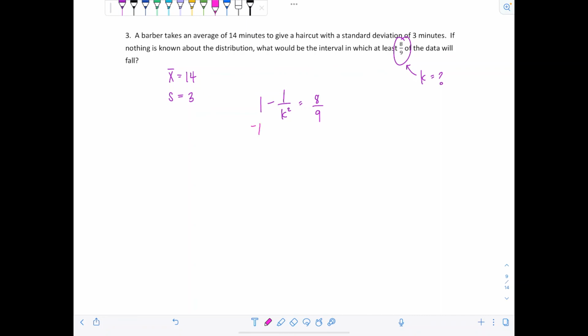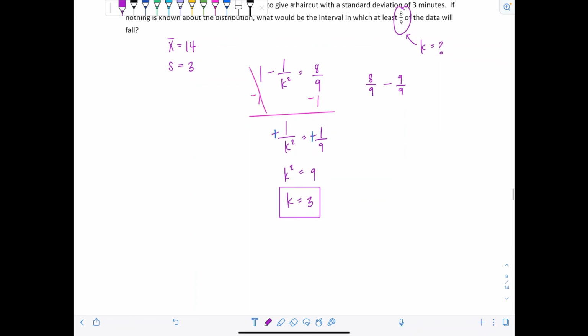Now let's go ahead and subtract 1. I mean, you might be able to figure out what K is just by looking at it. If so, good for you. Some people have really stellar number sense. If not, we can always solve, so don't freak out. Negative 1 over K squared equals 8/9 minus 1. That's 8/9 minus 9/9, right? So that's negative 1/9. Again, the negatives cancel out. You can cross multiply or just take the reciprocal, flip both sides of the equation. So K squared equals 9. And then that means K is equal to 3.